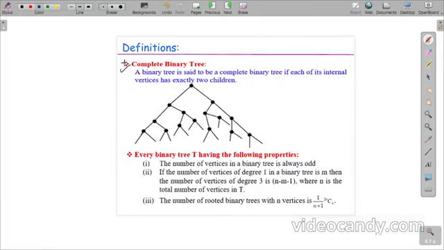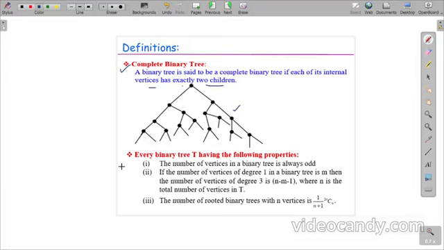Complete binary tree. A binary tree is said to be a complete binary tree if each of its internal vertices has exactly two children. So this is an example of a complete binary tree. Each internal vertex has exactly two children. All the internal vertices we can see here.